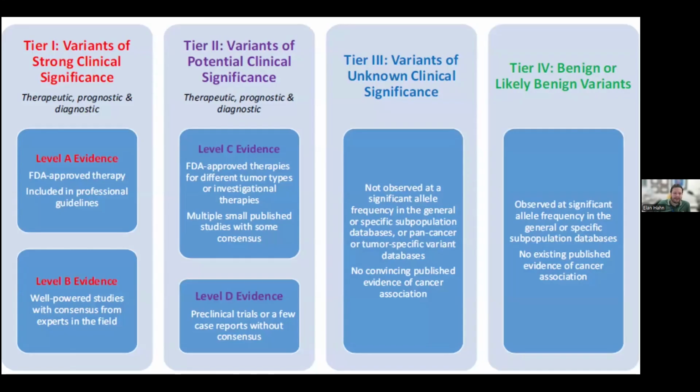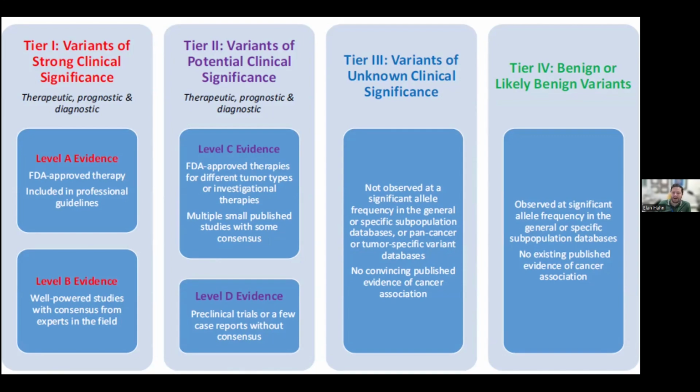So this is a famous figure, and this is how they tiered variants. Tier 1, variants of strong clinical significance. Tier 2, variants of potential clinical significance. Tier 3 would correspond to VUS, and Tier 4 would be benign or likely benign variants. So they split up the evidence into level A, B, C, and D.